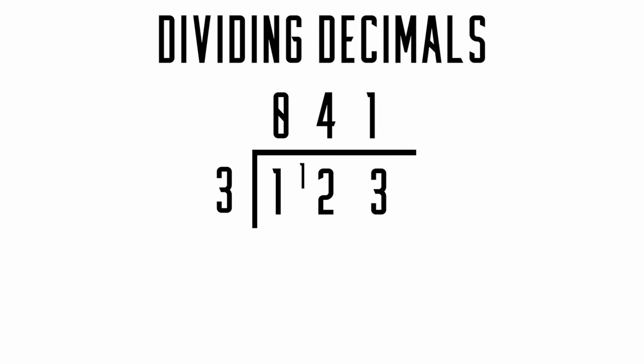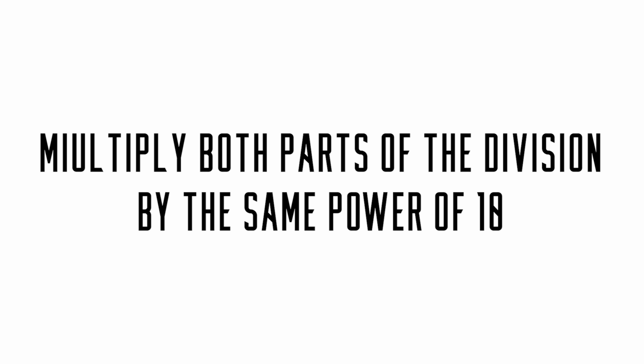All that we are doing when we are converting decimals into whole numbers here is making the calculation a little easier for ourselves. As long as we multiply both numbers by the same power of 10, this will not affect our answer. I hope this helps and you know a little bit more about dividing decimals.